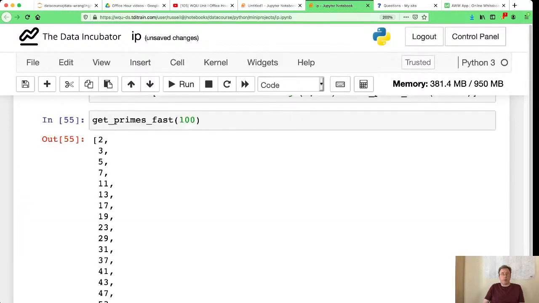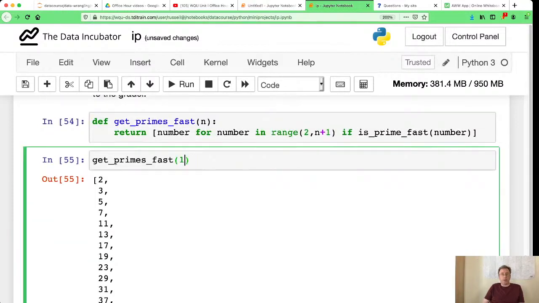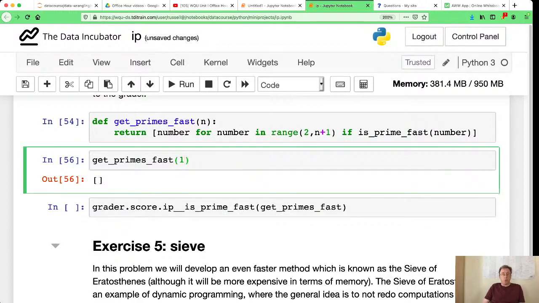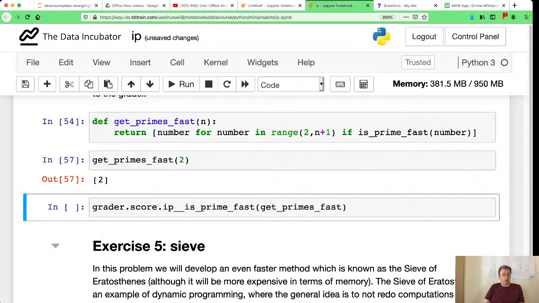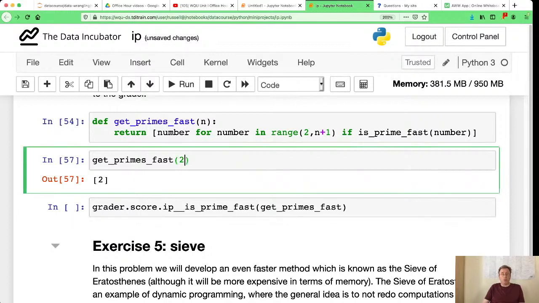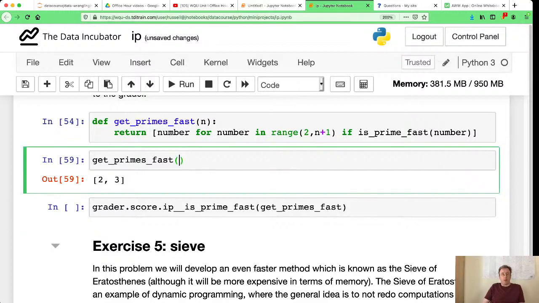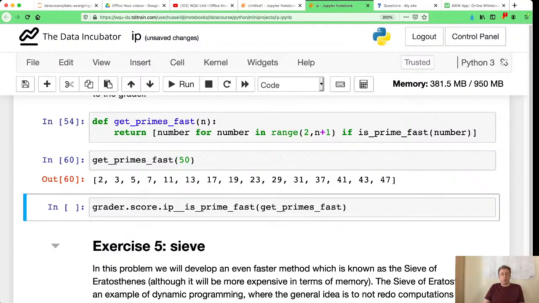Get primes fast of 1 gives me an empty list, which is what I want. Get primes fast of 2 gives me 2, yep. If I go up to 3, I get 2 and 3. If I get 4, well, I still get 2 and 3, and so on. Right, if I go up to 50, well, I get these prime numbers.